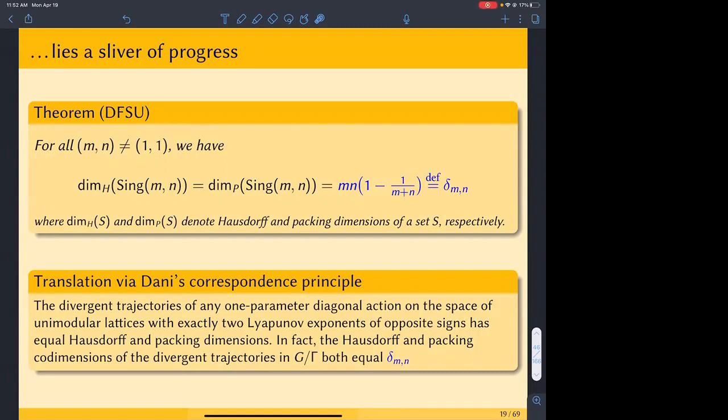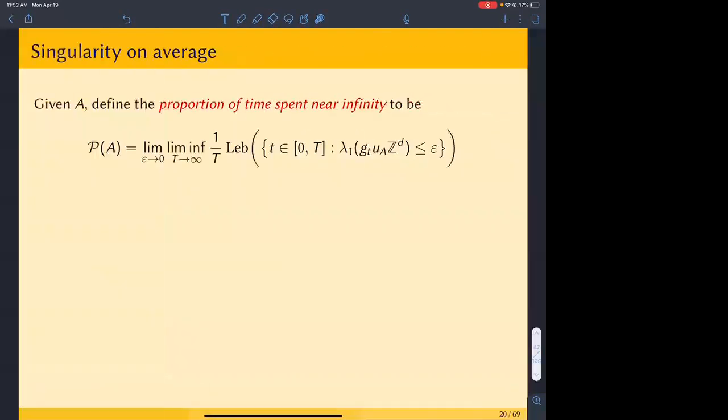And I strongly encourage younger members of the audience to do that, because that will lead you to make new conjectures and new theorems in the setting of homogeneous flows. Okay, so for example, in this case, I've done the translation here, but often this will be absent. Okay, let me give you a couple more examples of results.